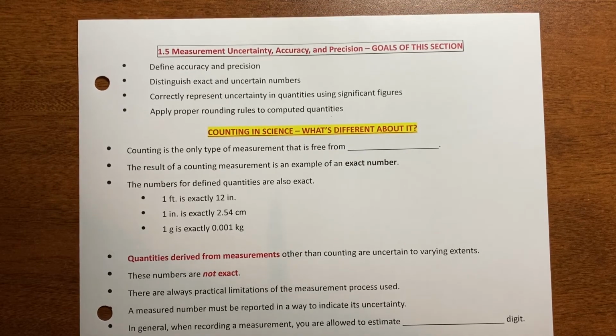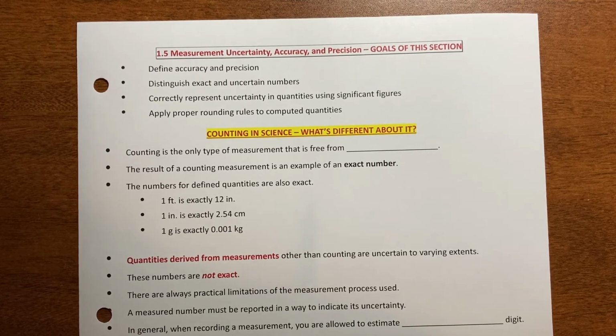The next section of the book is dealing with uncertainty, accuracy, and precision. So we want to define those two things. We want to distinguish between exact and uncertain numbers, and represent things in sig figs and rounding rules and things like that. And this is a really important skill to have, treating numbers properly in chemistry, and then also knowing how to do unit conversion properly.